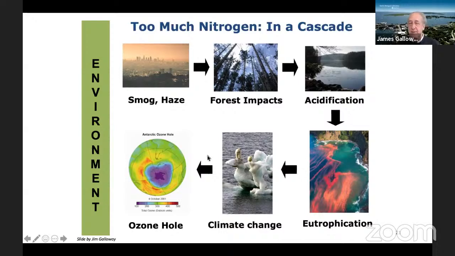These are interesting impacts. What's really interesting to me as a biogeochemist is that if you put one molecule of NO into the atmosphere from fossil fuel combustion, that can chemically and physically transform, and that same atom of nitrogen can contribute to this forest impact, acidification, eutrophication, climate change, ozone hole. It's a cascade. So one atom of reactive nitrogen created has this multitude of effects. And of course, it's cumulative with time.